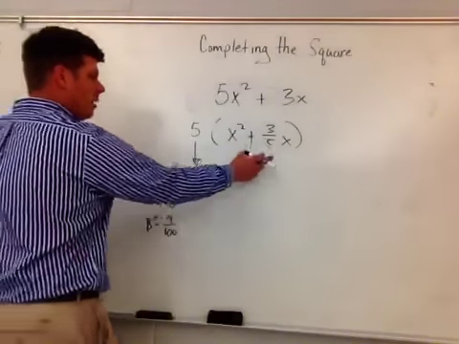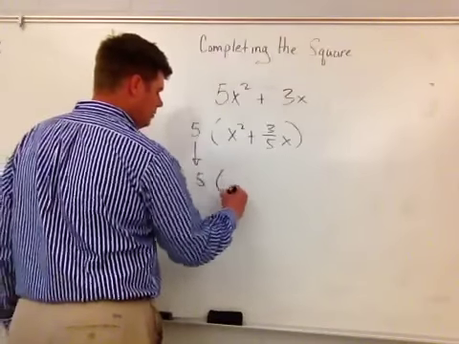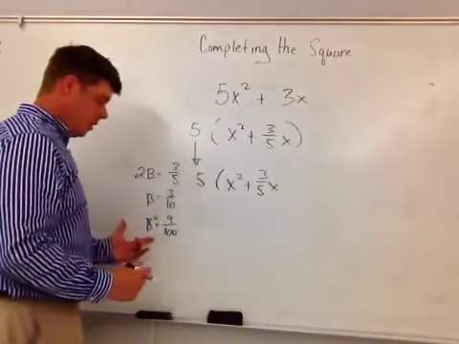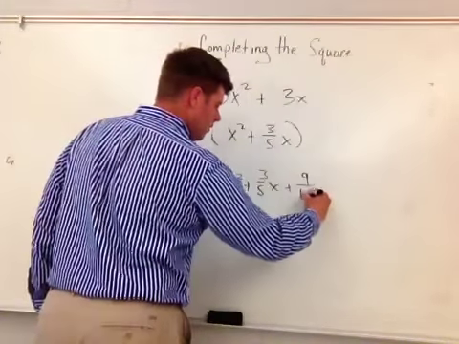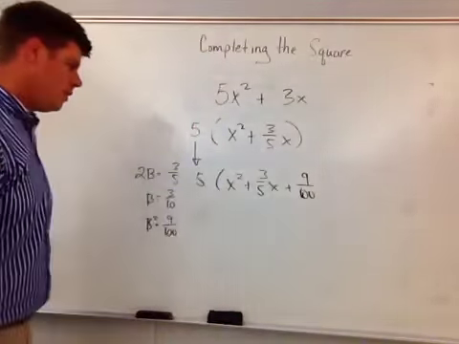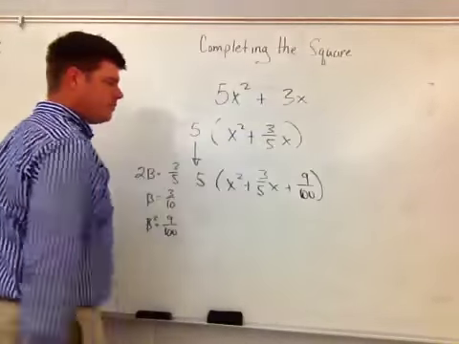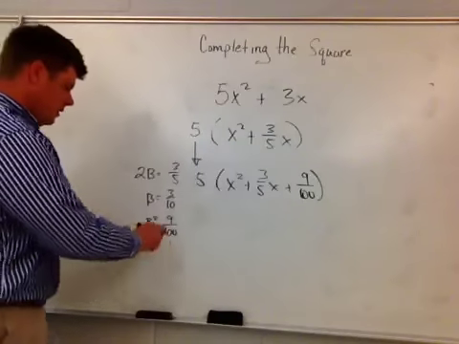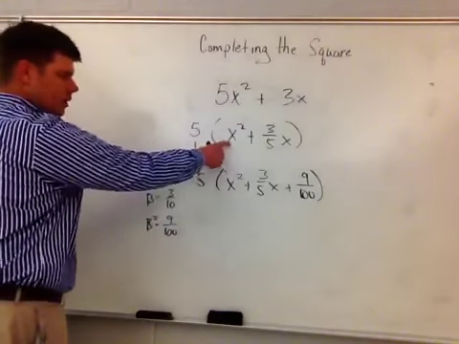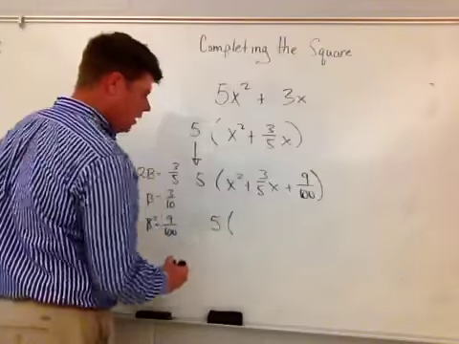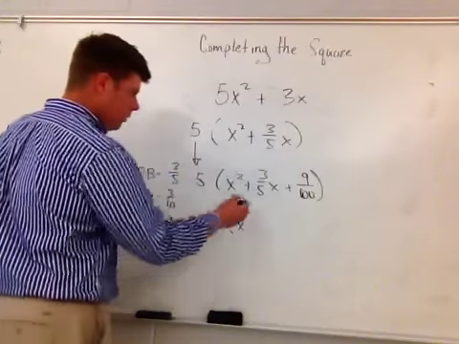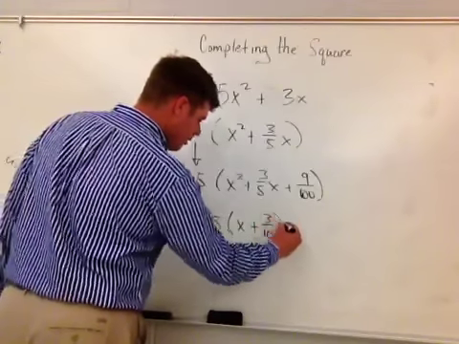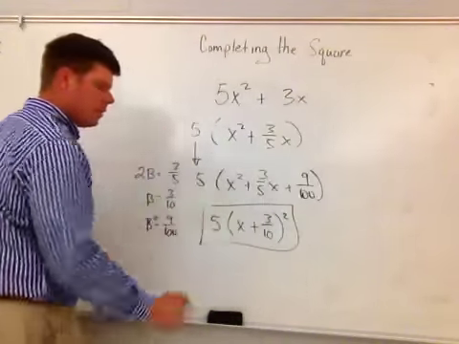So up here what I'm going to do is write the 5 comes down, and this is then x squared plus 3/5 x plus 9 over 100, okay? So now that I have 9 over 100, now I can write this out in its factored form, and the factored form says take the a plus the b. You've already got the a as being your x, so this is 5 times the quantity of x, plus, and I take the 3/10, and then I write that quantity as a square, and then that's my completed square.